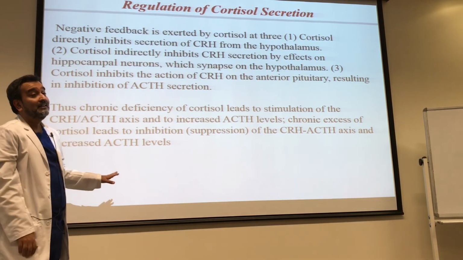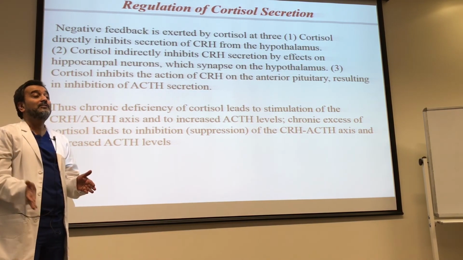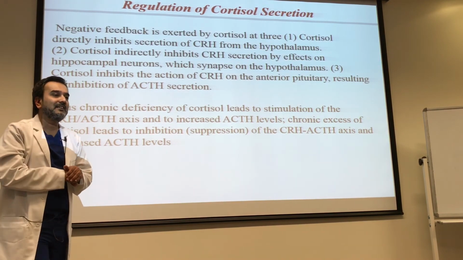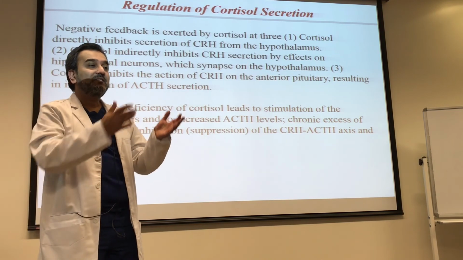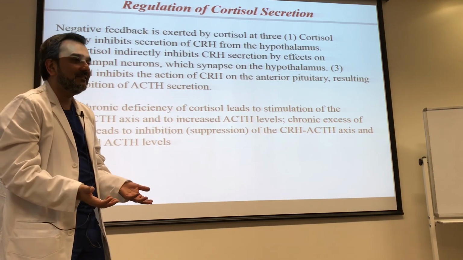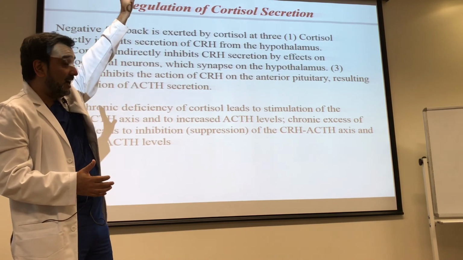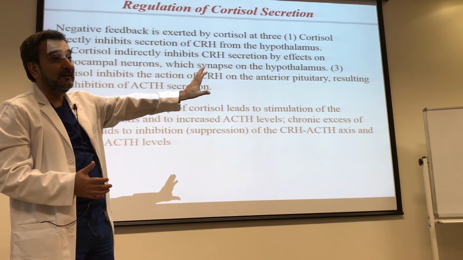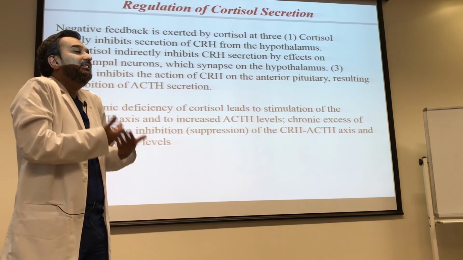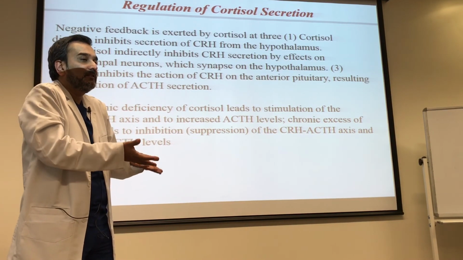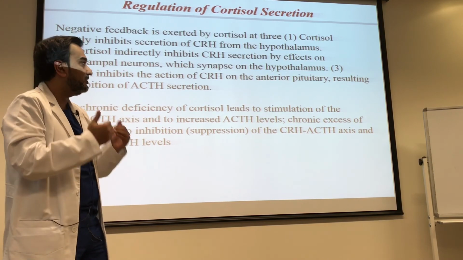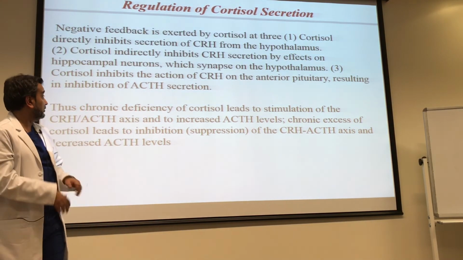The third one is that cortisol is going to desensitize the receptors of CRH on the anterior pituitary. So now CRH cannot affect the anterior pituitary to release ACTH. So it affects the hypothalamus, it affects the hippocampus, which affects the hypothalamus, and the third one, desensitization of the CRH receptors on the anterior pituitary, thus decreases ACTH secretion.